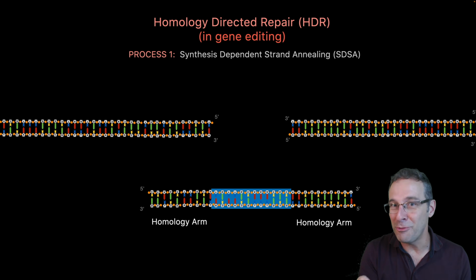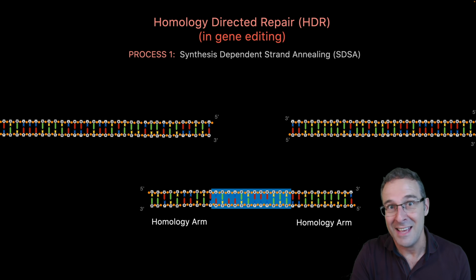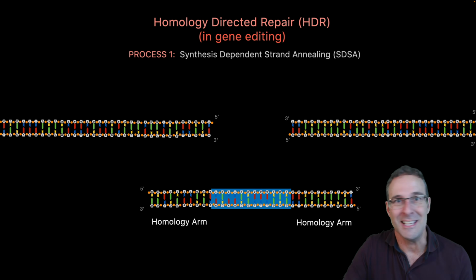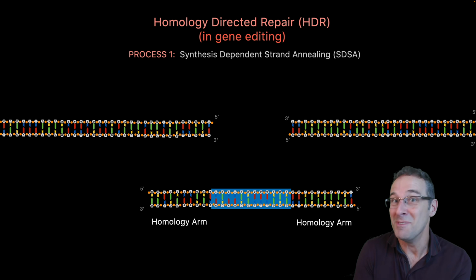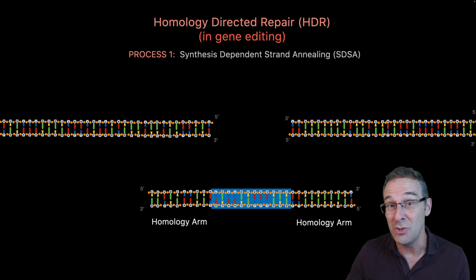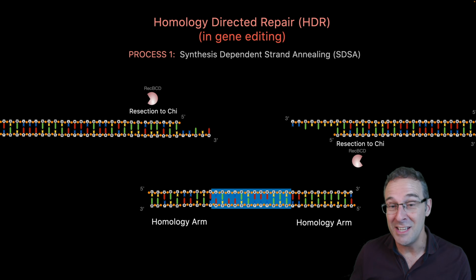This is exactly the same thing, except it's not a whole extra chromosome. It's just a little fragment that gets inserted into the cell together with the Cas9 enzyme that's got its single guide RNA in it. So the scientist is going to put in a Cas9 enzyme with single guide RNA and these pieces of DNA as well that the cell will use as a template to repair the break created by the Cas9 enzyme. So again, RecBCD is going to resect the 5' end back to a Chi site.